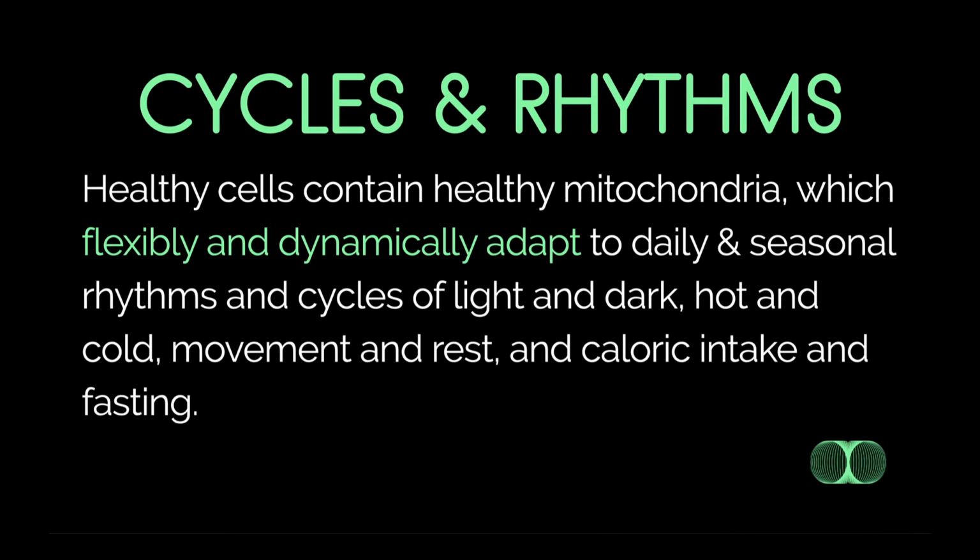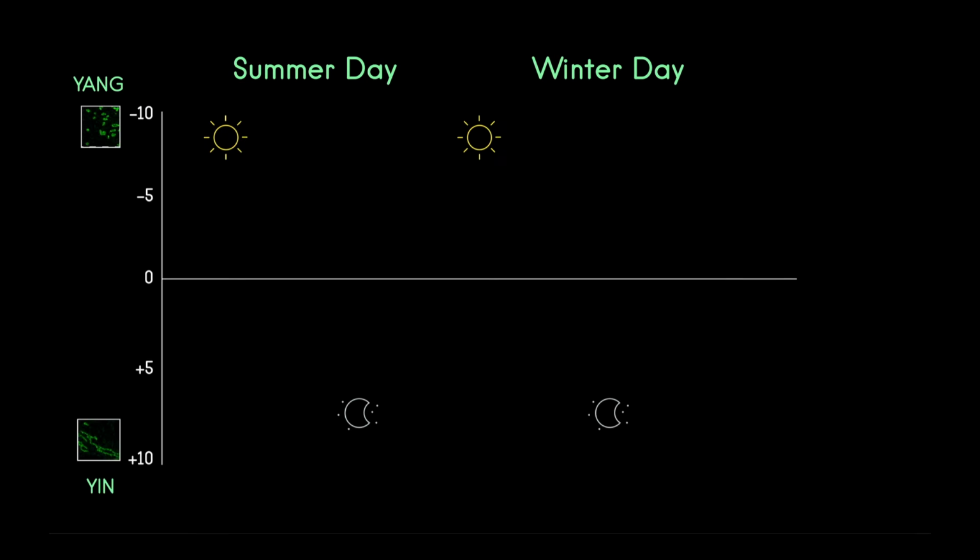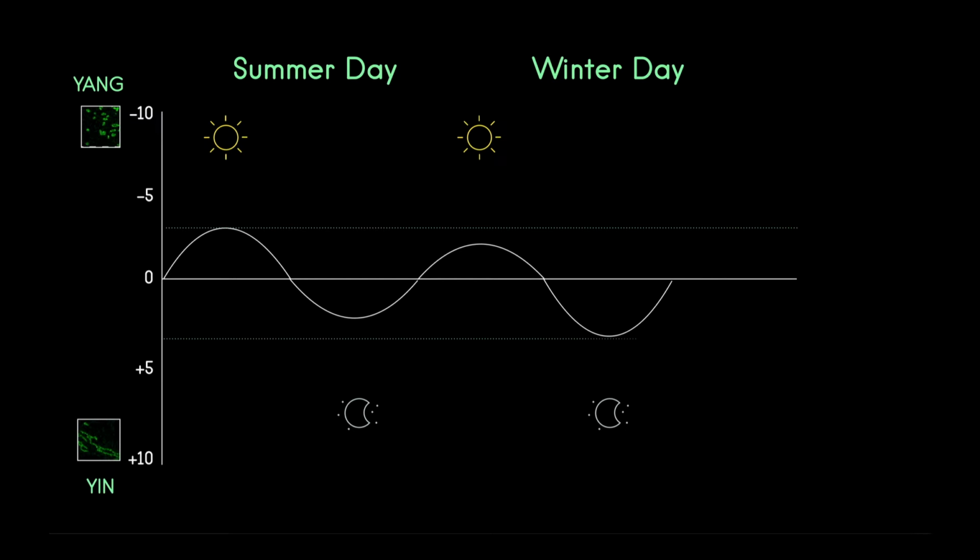Healthy cells contain healthy mitochondria, which flexibly and dynamically adapt to daily and seasonal rhythms and cycles of light and dark, hot and cold, movement and rest, and caloric intake and fasting. And so this changes throughout the year. What you can see is that during the summer, when we have more light and more warmth, the mitochondrial modes and metabolism are shifted up a little bit. And so the highest during the day is going to be a little bit higher than the highest during the winter. And likewise, it's shifted down a little bit for the winter.